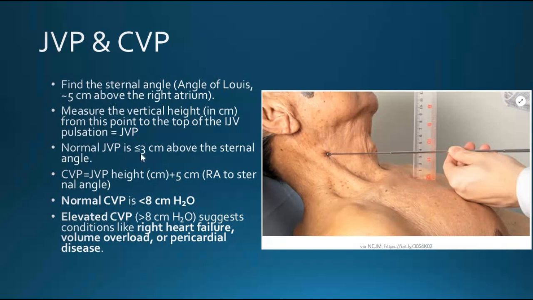So normal JVP is less than or equal to 3 centimeters above the sternal angle. And to calculate the CVP, you would add JVP height in centimeters plus 5 centimeters. That's from the right atrium to the sternal angle. Normal CVP is less than 8 centimeters water, and elevated CVP is usually greater than 8 centimeters. And this suggests conditions like right heart failure, volume overload, or pericardial disease.